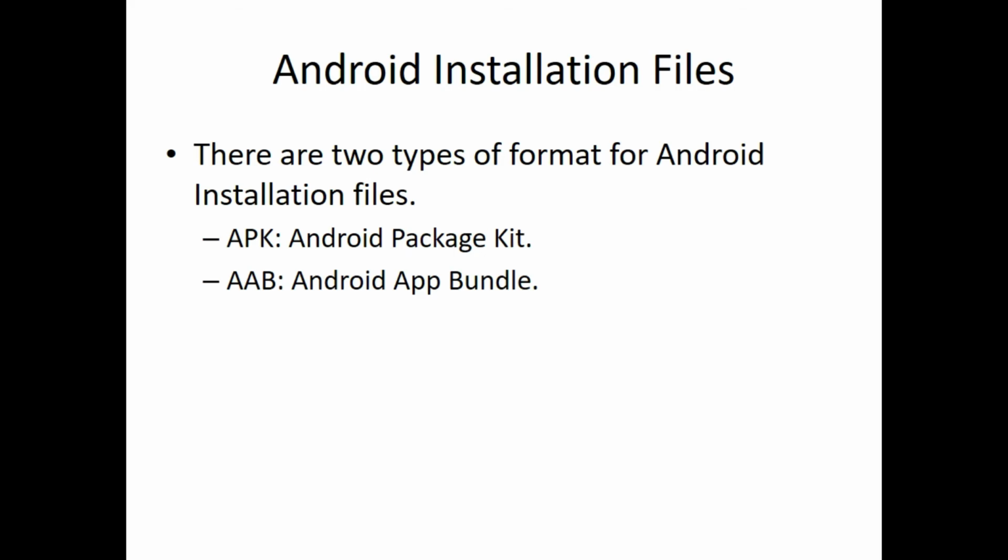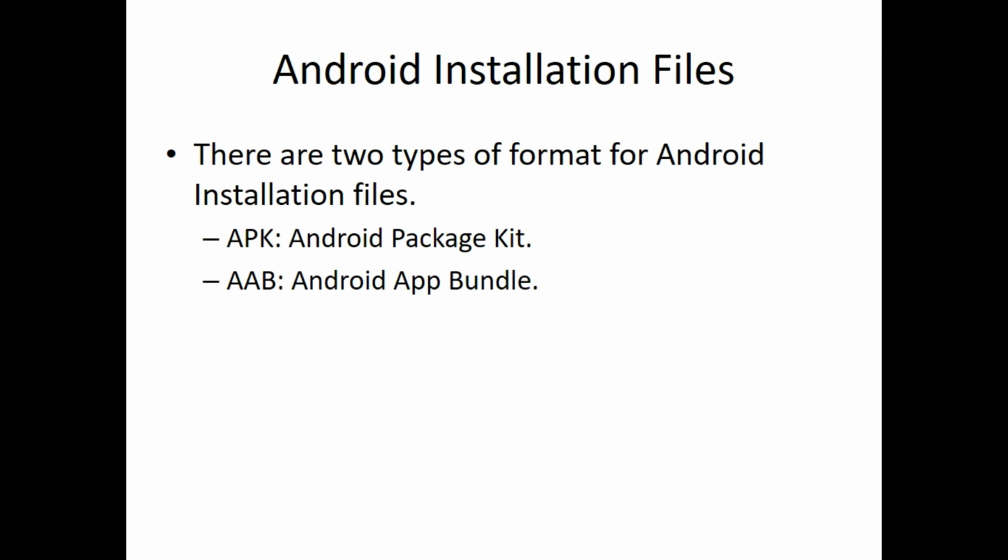So there are two outcomes of any installation file in Android. When we make any application in Android, it makes two installation files. One is APK, Android Package Kit, and the second one is a new format, which is available from 2018, in version 3.1 of Android Studio, I think. It's called Android App Bundle, AAB. So there is a difference between AAB and APK.